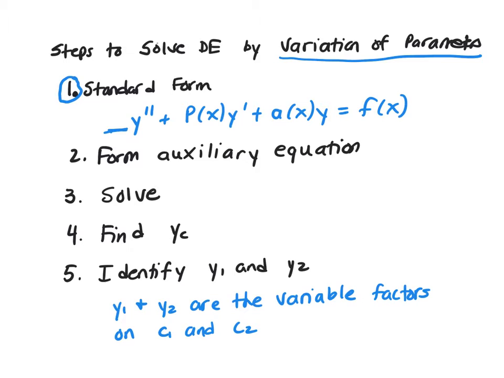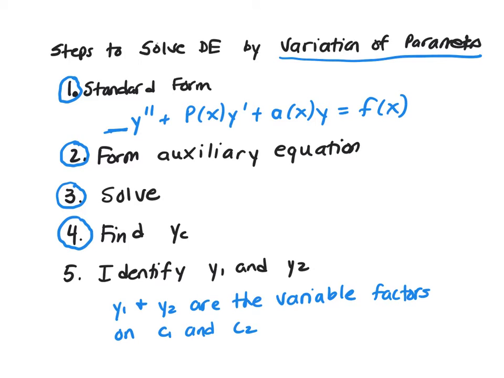Step 2 is form the auxiliary equation. I think we're all pretty good at doing that. 3 is solve the auxiliary equation. 4, find your y sub c. We've worked on that. Now it starts to get a little tricky. 5, identify what y sub 1 and y sub 2 are, okay?